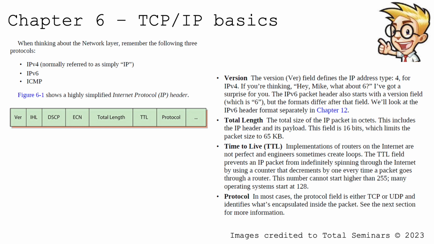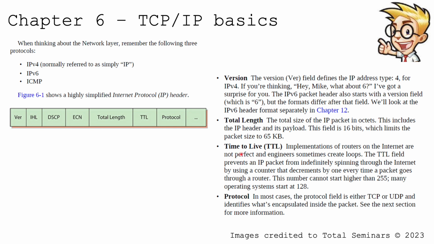Okay, so we have an example of a header in green. Let me get my little pointer. So the very first part of the header, you'll see the version. And then on the right side here, we'll talk about these other ones. Total length. So it's the total size of the packet in octets.